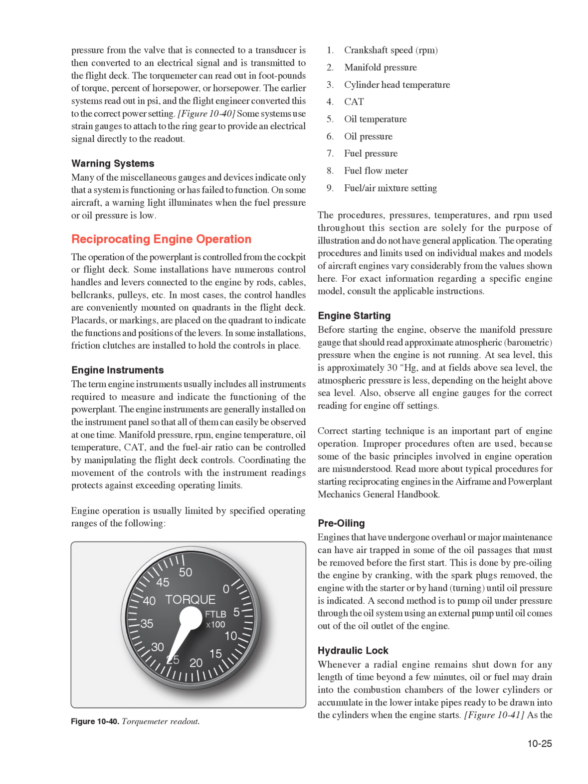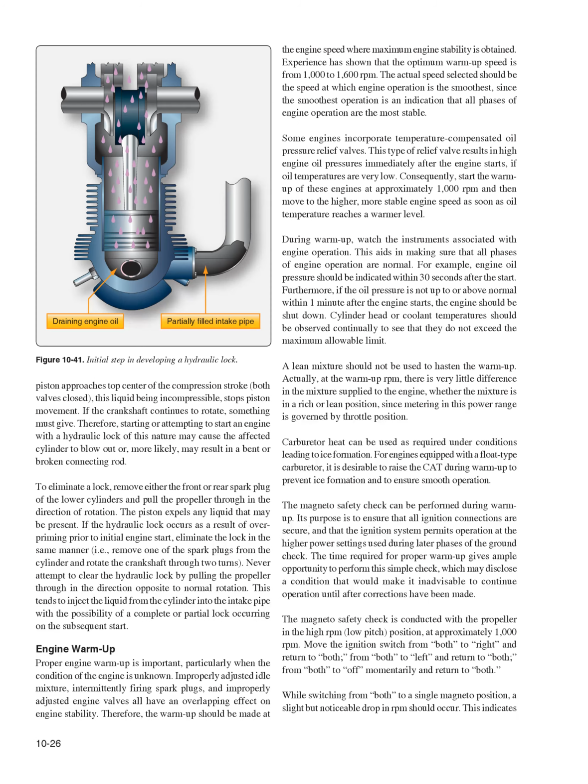Hydraulic lock. Whenever a radial engine remains shut down for any length of time beyond a few minutes, oil or fuel may drain into the combustion chambers of the lower cylinders or accumulate in the lower intake pipes ready to be drawn into the cylinders when the engine starts. Figure 10-41. As the piston approaches top center of the compression stroke, both valves closed, this liquid, being incompressible, stops piston movement. If the crankshaft continues to rotate, something must give. Therefore, starting or attempting to start an engine with a hydraulic lock of this nature may cause the affected cylinder to blow out or, more likely, may result in a bent or broken connecting rod.